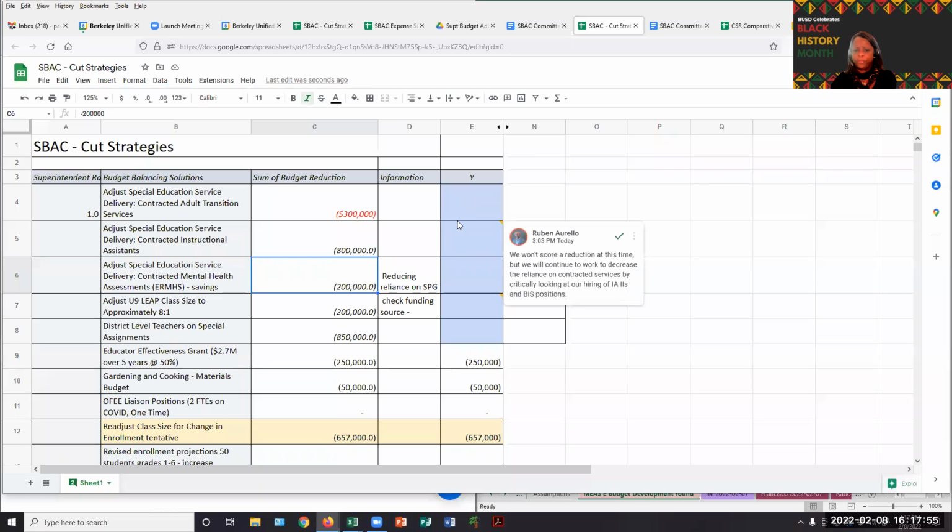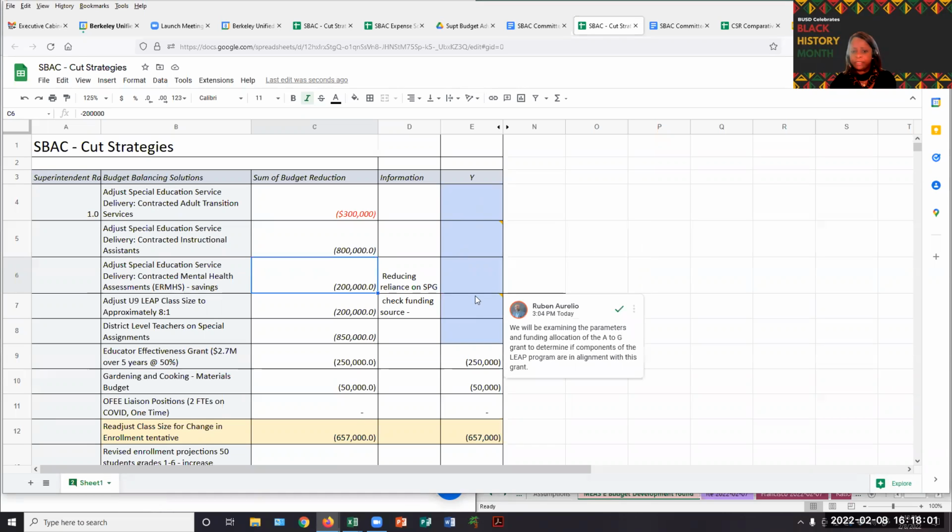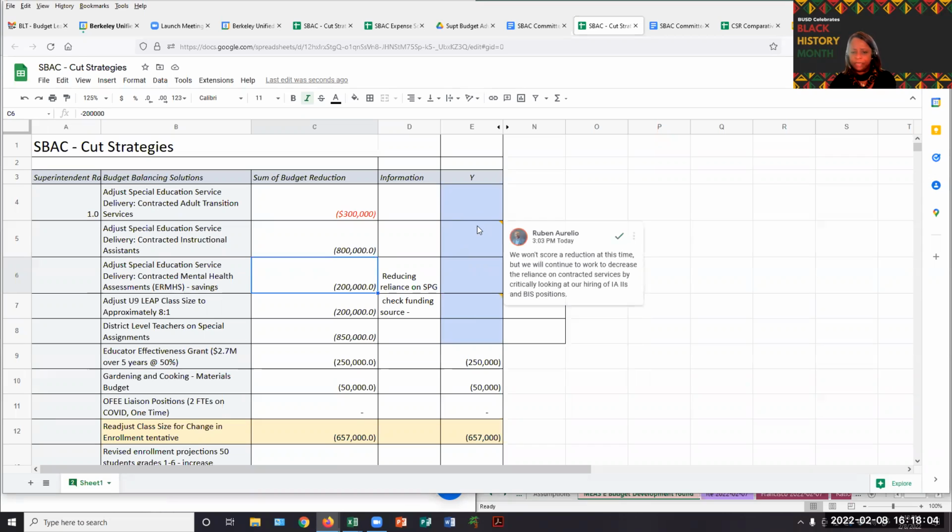In discussion with our team, our BLT, and with Ed Services, Ruben has put in little comments here. At this time, we still need additional work to determine if we can effectively count these as budget reductions. I know we've had a discussion in terms of our IAs, and Nicole, we remembered your comment about the 800,000. Ruben has said we won't score reductions at this time.